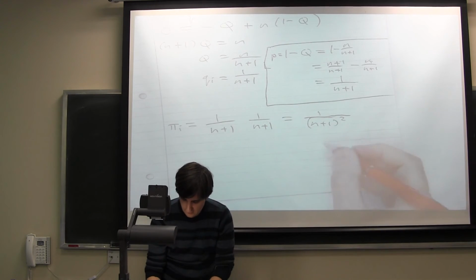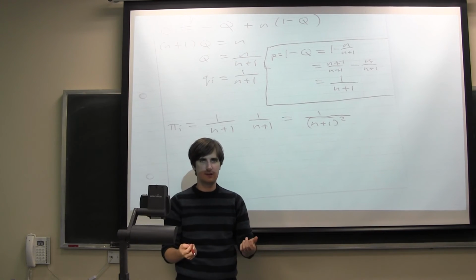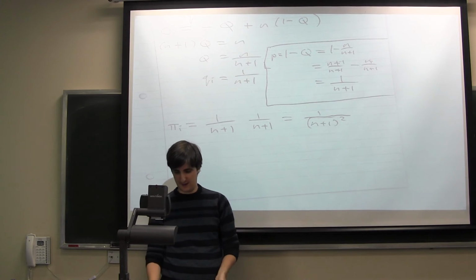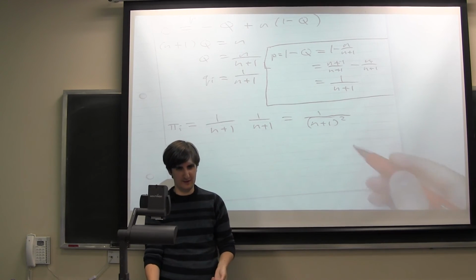Okay. So in the first stage, firms pay this entry cost of F. They know that in the next period they're going to get the profits of 1 over n plus 1 squared.